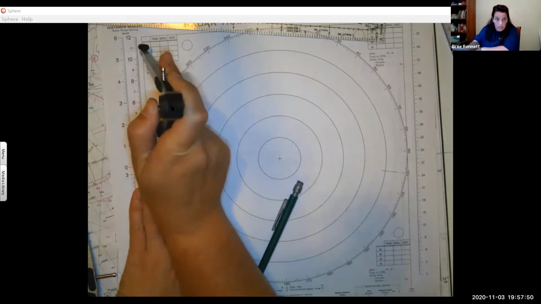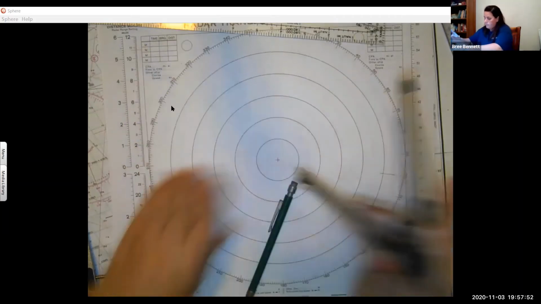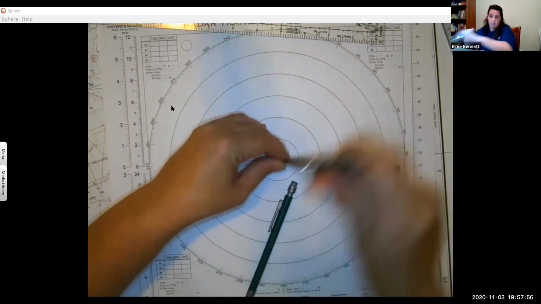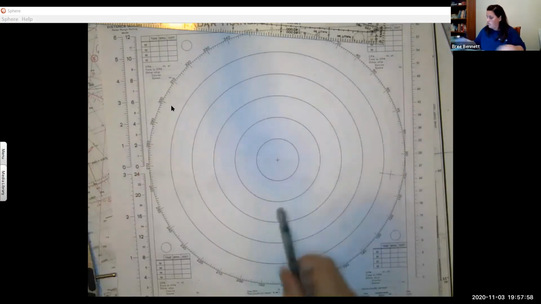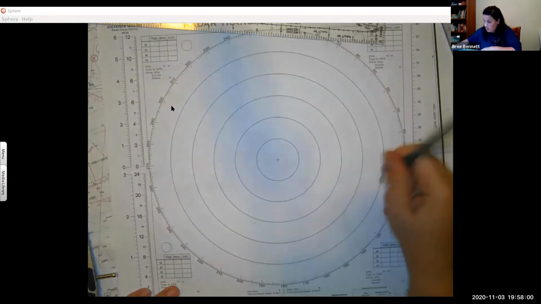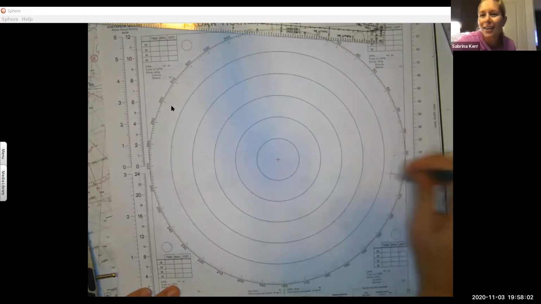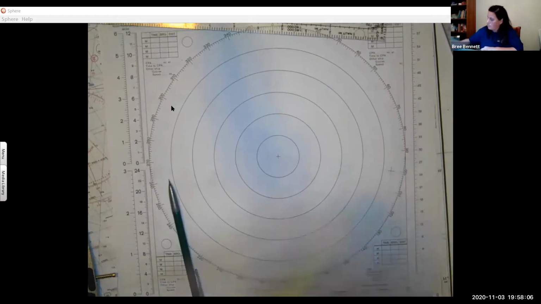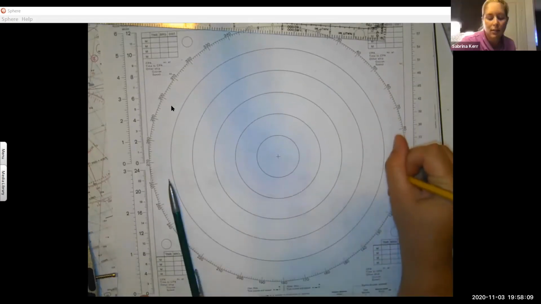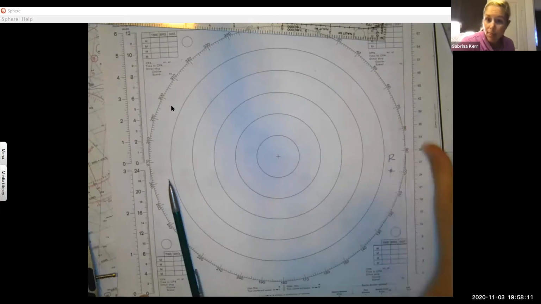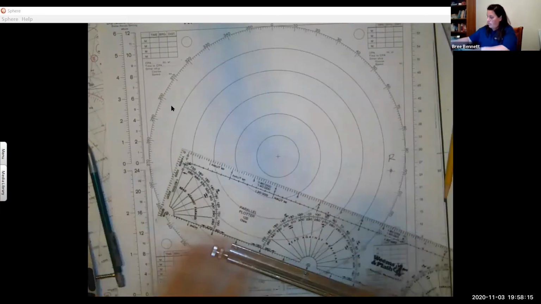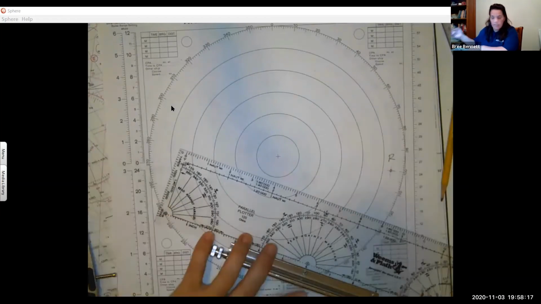There's our 10.8. So what do we label this one? R. Our first blip, we label R. Then our second blip was at 99.